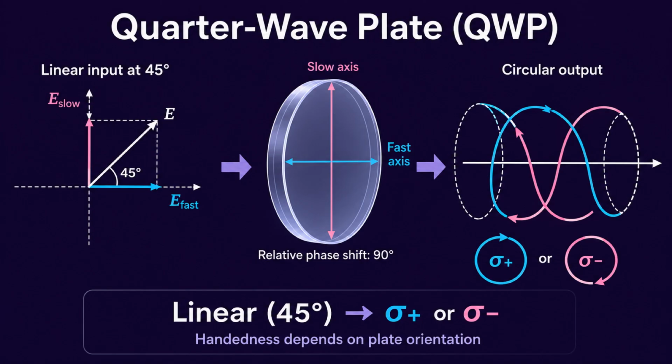The quarter wave plate is the key optical element. It converts linear polarization to circular by introducing a 90-degree phase shift between orthogonal components. The fast and slow axes of the waveplate create this differential phase delay. By rotating the input linear polarization, or the waveplate, we can generate either sigma plus or sigma minus circular polarization. Precise alignment is critical for accurate measurements.